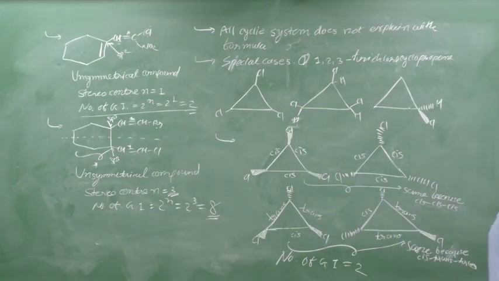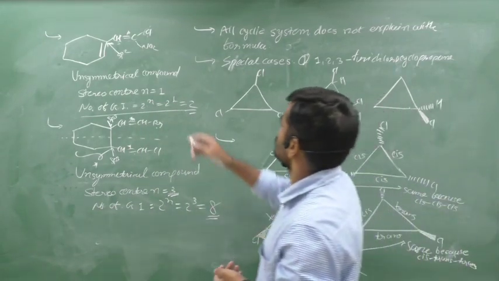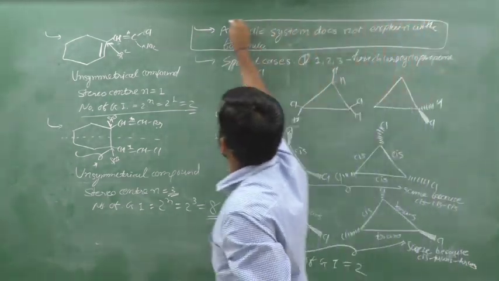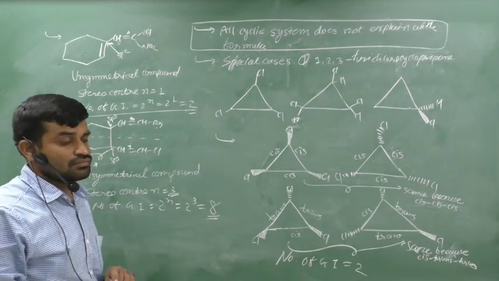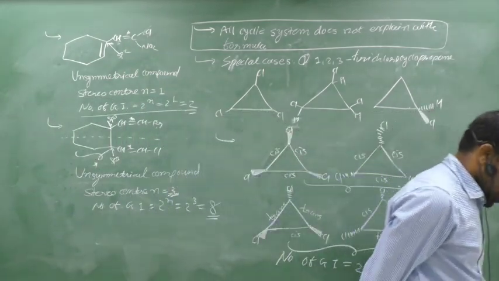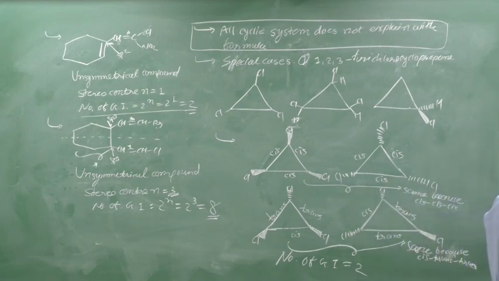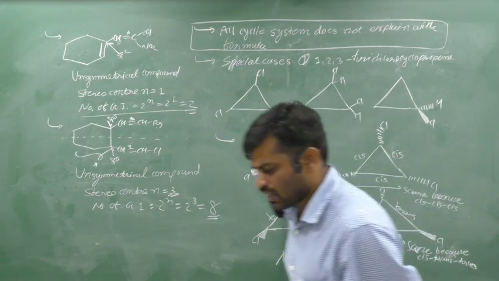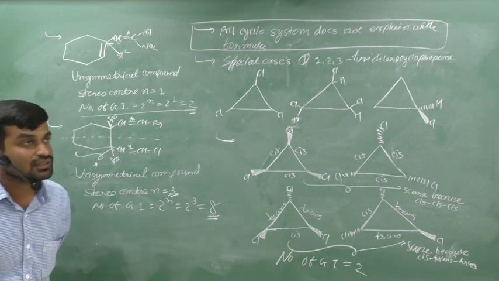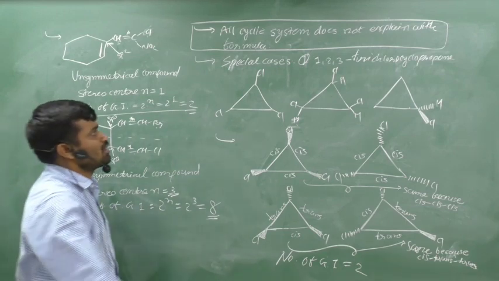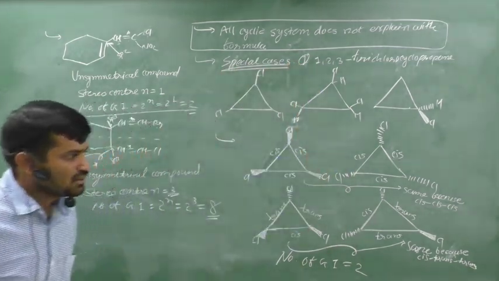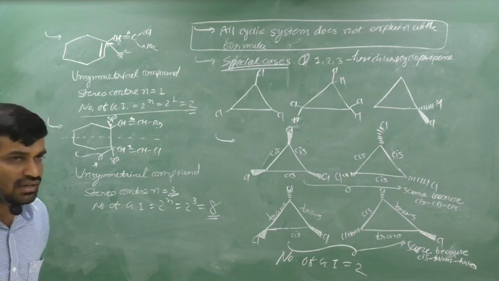Now, we can think about that. Remember, all cyclic systems cannot be explained with the formula. Some cyclic systems are there in which if we apply the formula, the answer is wrong, which is called a special case, and we can have some special cases here in which we cannot apply the formula.